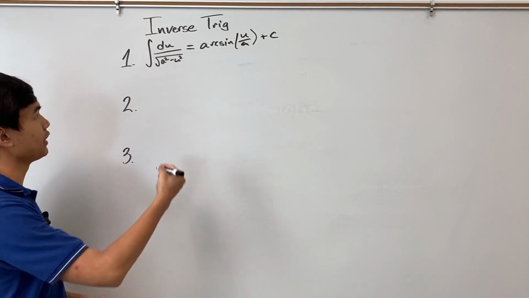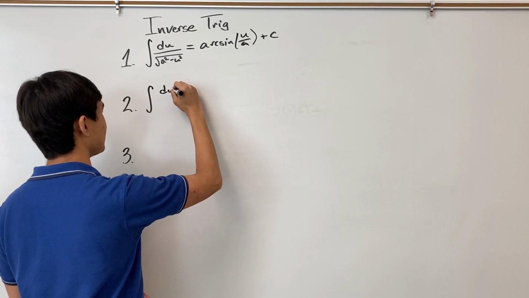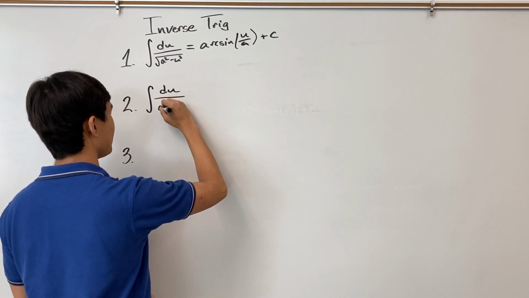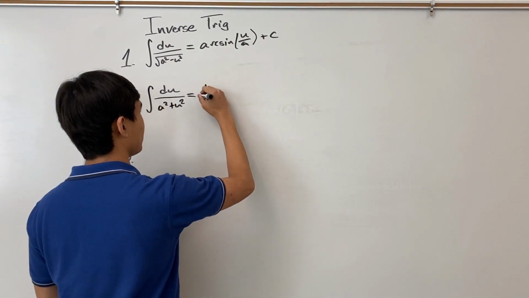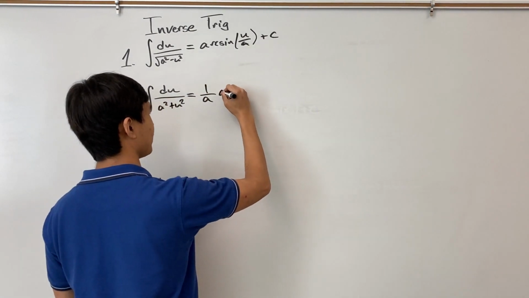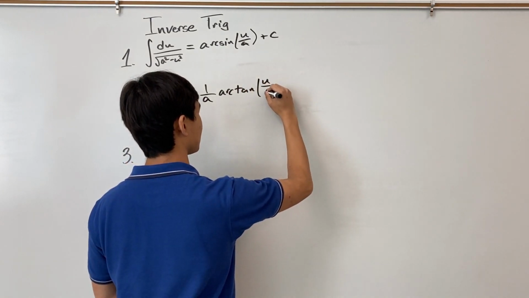The second formula is for arctangent. So this is the integral of du over a squared plus u squared. This is 1 over a arctan of u over a plus c.